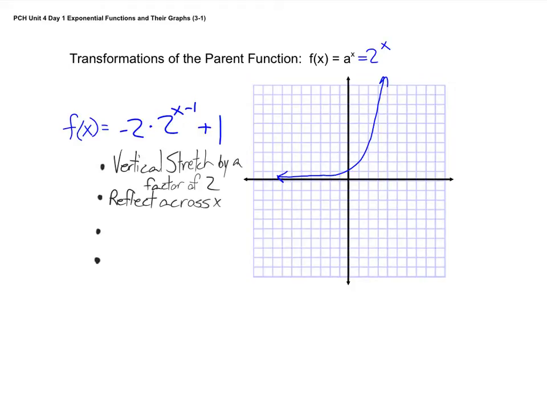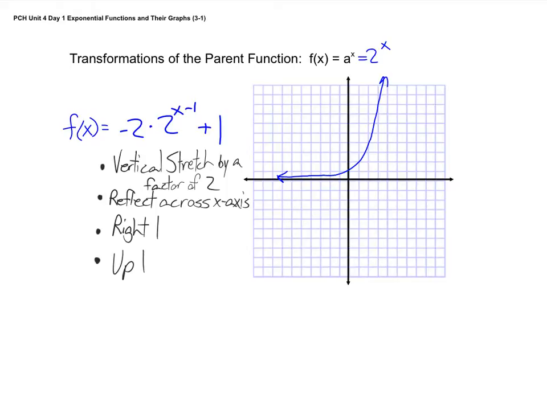Good job. Okay? Now, what else? Grant? Shift it to the right one. To the right one. Okay. 1 unit to the right. And another one. Vertical translation up one unit. Good. Vertical translation up 1 unit.